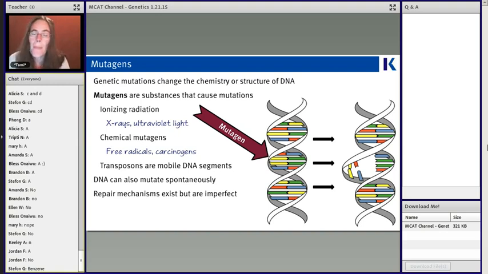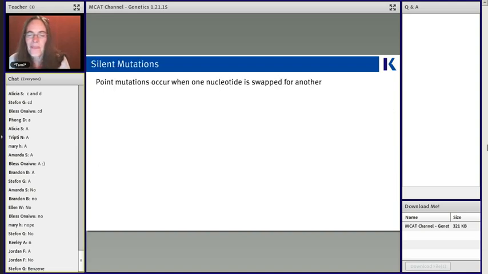Okay, and we know that because we still exist. All right. Now, let's look at different types of mutations. First things we're going to look at are point mutations. Point mutations come in 3 different flavors, but first let's talk about them. A point mutation occurs when one nucleotide is swapped for another. Say an A is swapped for a G, or a C is swapped for a T. So we're changing that nucleotide.